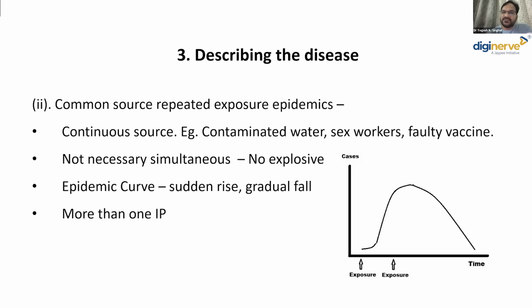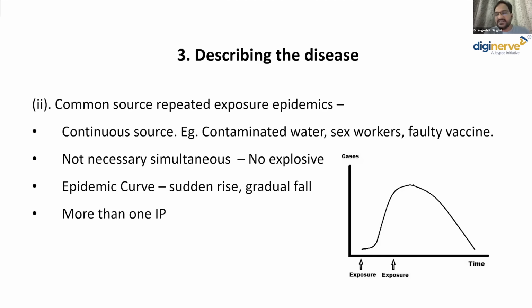Okay. So common source and repeated exposure, like a sex worker. What is a sex worker doing? A sex worker is a common continuous source, and it will increase the cases, and there will be a gradual decline. Okay, gradual fall. Understood? Then one more thing, a faulty vaccine is also a part. If we have a faulty vaccine supplied in our vaccination center, what will happen? We will have cases of adverse drug reaction or adverse effect following immunization.